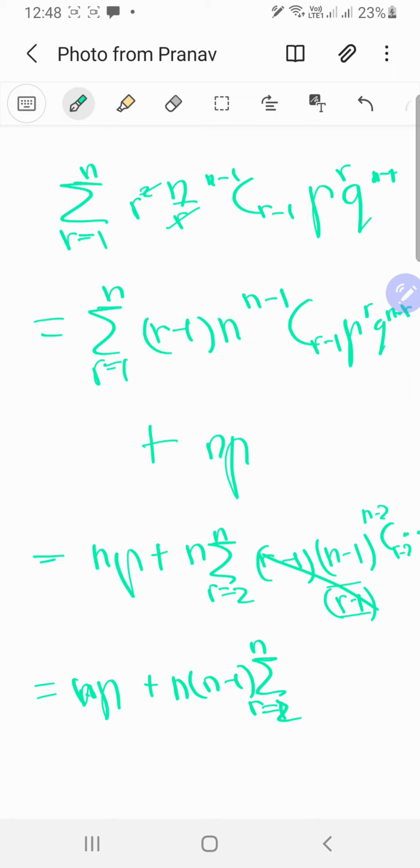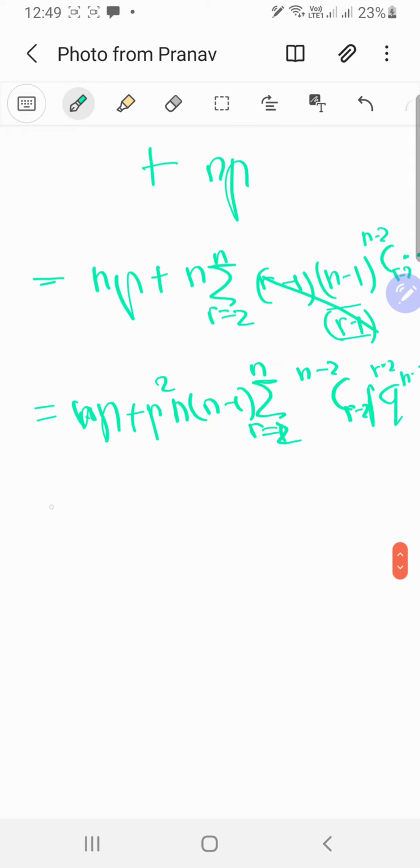So it's going to be from r equals 2 to n of what? It's n minus 1. Okay, that's common. And then you got n minus 2 c r minus 2, and you got p power r q power n minus r. Going to do pretty much the same thing. I'm going to take that p squared out. Yeah, that should make sense. It's like plus p squared, and then it's going to be p power r minus 2 and q power n minus r. Okay, so this thing is going to be np plus p squared n into n minus 1.